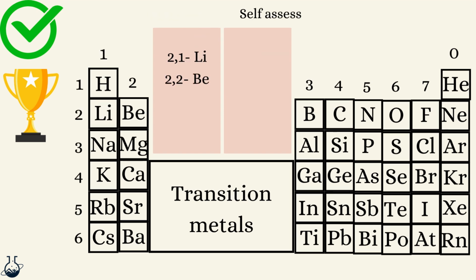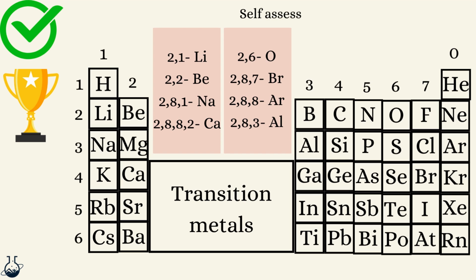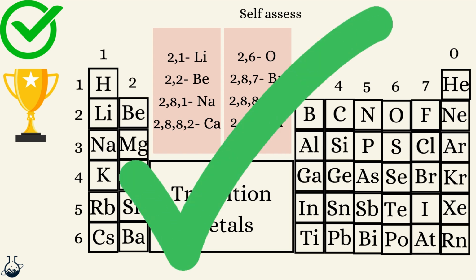Repeat the process for the next one of 2, 2. 2 numbers is 2 shells, which is period 2. The last number is 2, which means group 2. This brings me to beryllium. And repeat for sodium and calcium and the others listed here. If you managed any of these, fantastic work!